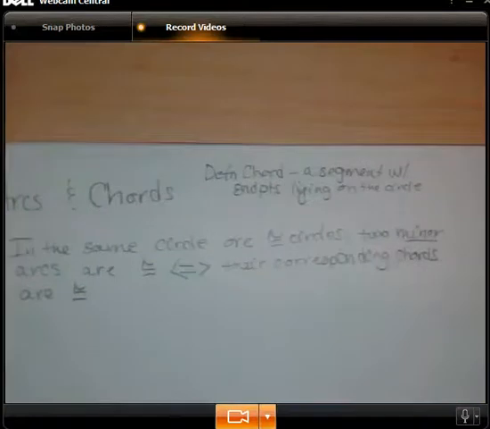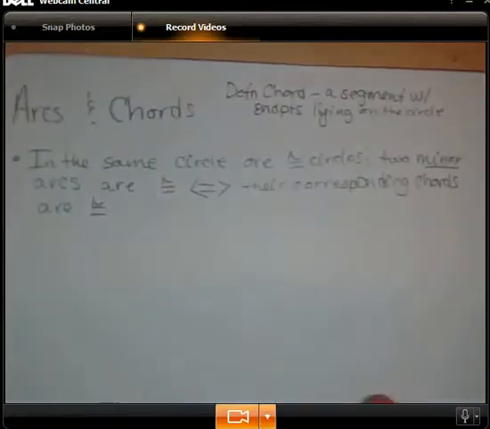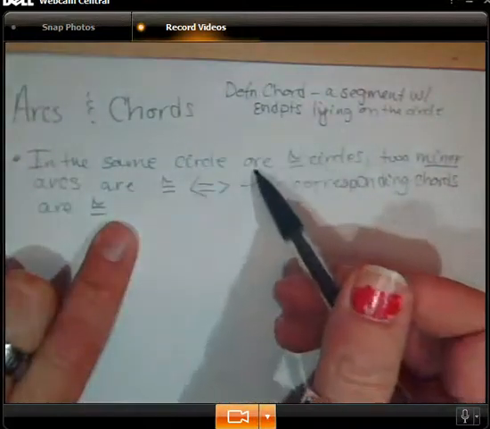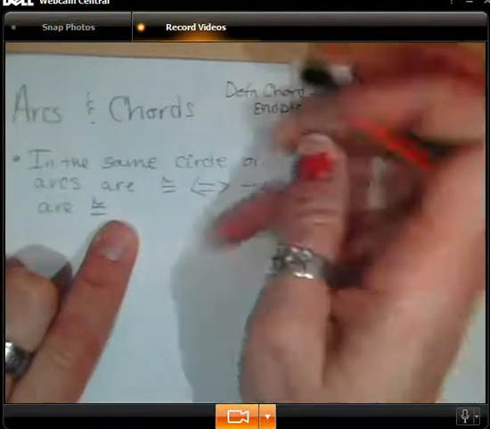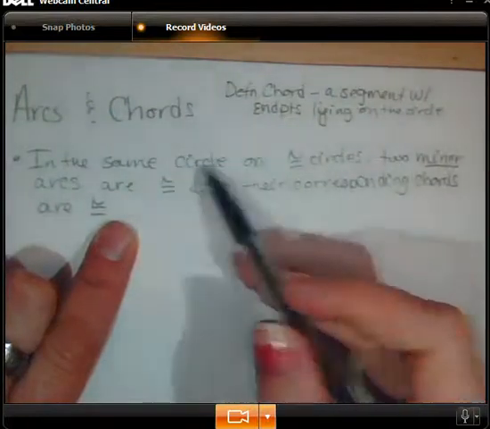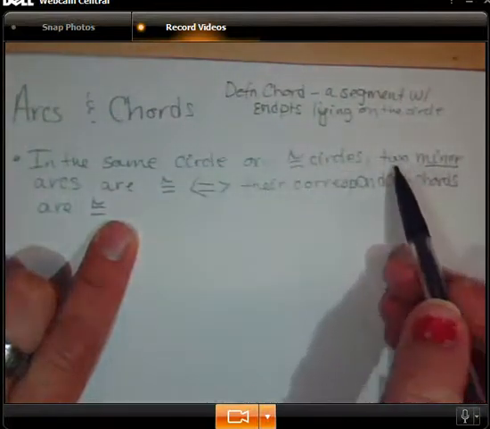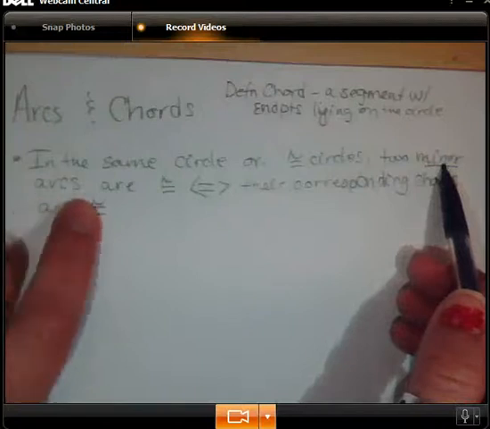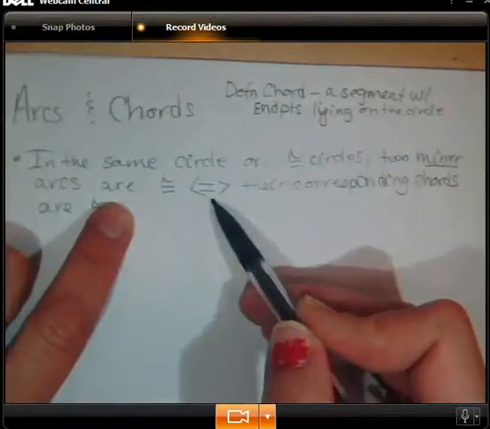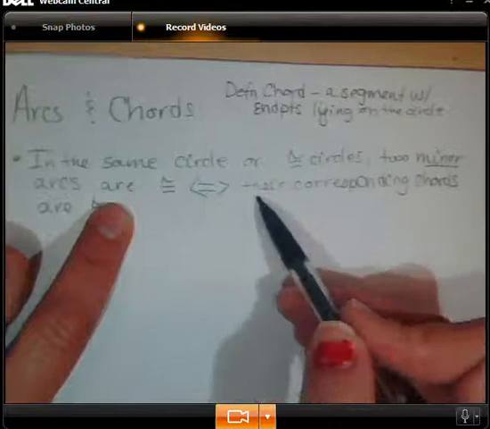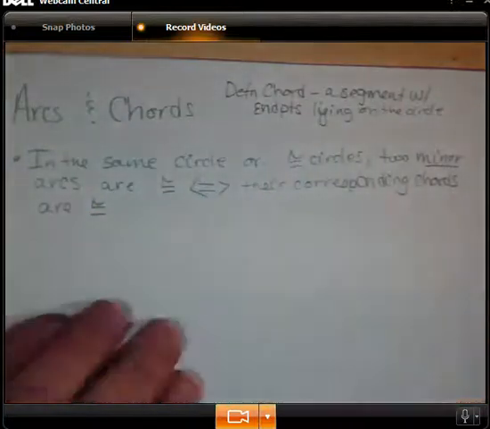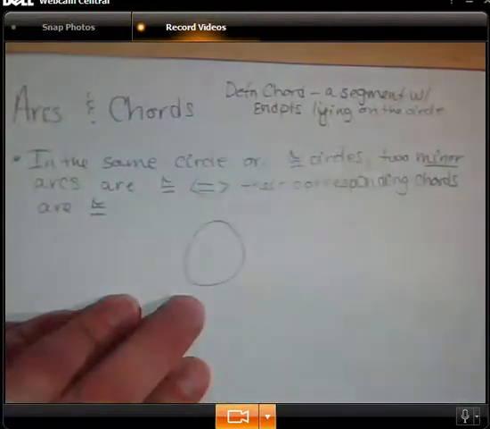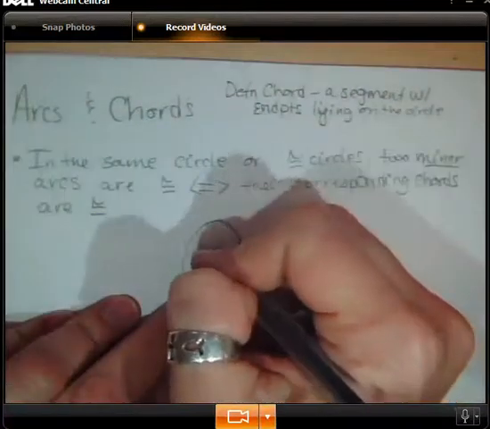Well, we have a theorem that basically says if, in the same circle or congruent circles, two minor arcs, remember minor arcs would be less than 180, are congruent, then, or if and only if, their corresponding chords are congruent. So let's draw a picture of kind of what that looks like. So if that's my circle, I'm going to call that circle L.